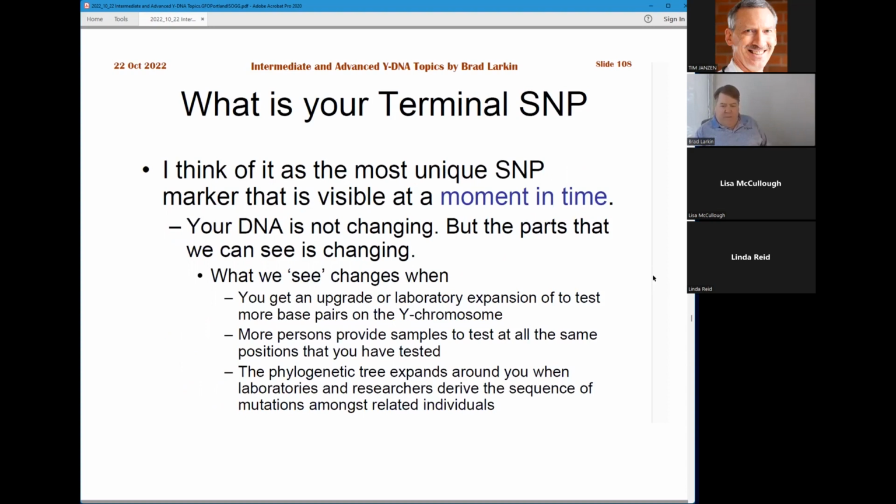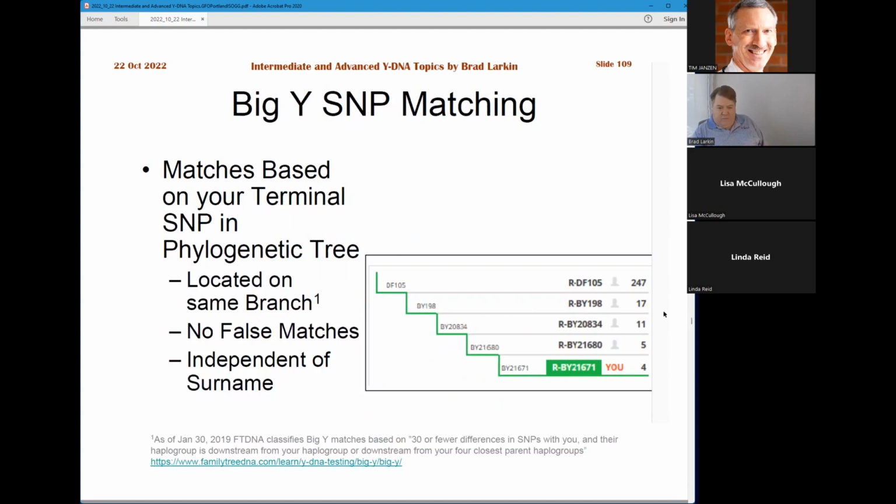Your DNA is not changing, but the parts that we can see are changing, and it changes when you get an upgrade at the lab, more persons provide samples, and the phylogenetic tree expands around you to derive sequences of related individuals. So Big Y at FTDNA has a matching feature independent of surname.